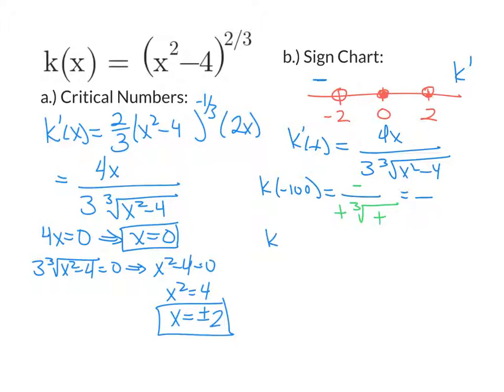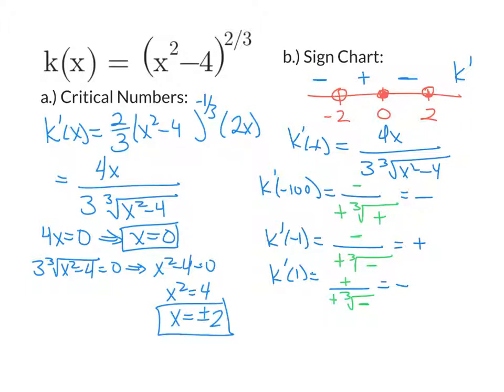Next, I'm going to test k prime at negative 1. So my fraction will have 4 times negative 1 is negative, 3 is positive, and then I'll have the cubed root of negative 1 squared, which is 1, minus 4. So that's negative. Overall, this entire fraction is going to end up being a positive number. So there we go. K prime of positive 1 will give me a fraction where the numerator is positive, 3 is positive, and then I'm going to take the cubed root of 1 squared minus 4, again being negative. This entire fraction will be negative.